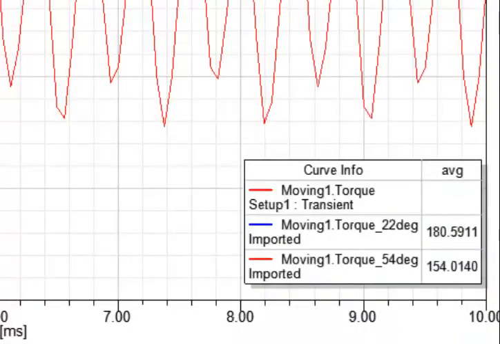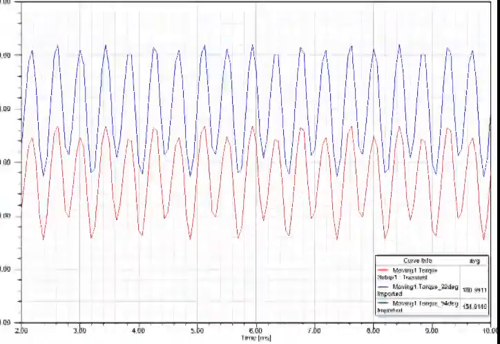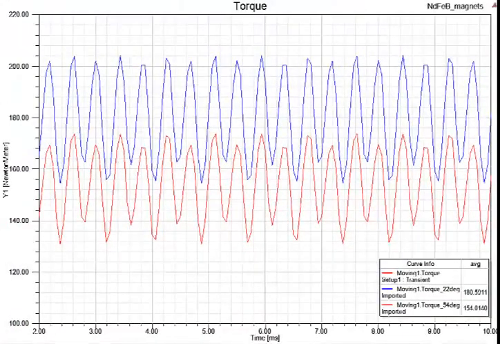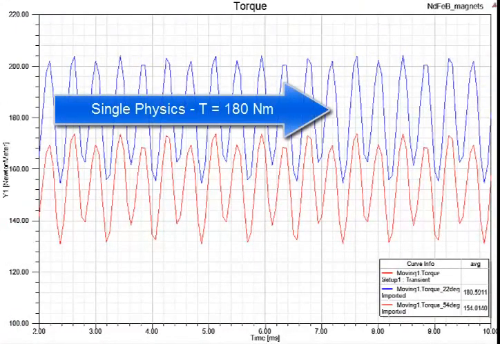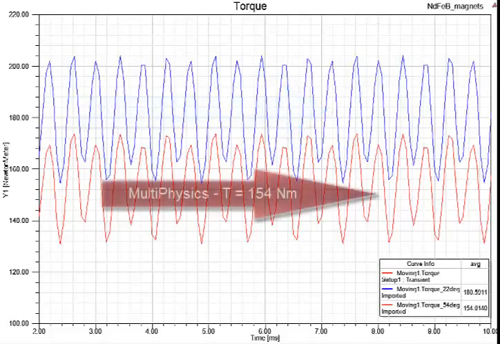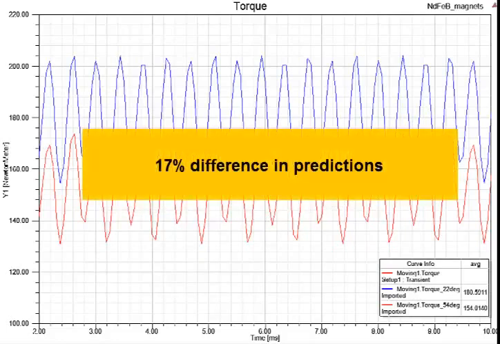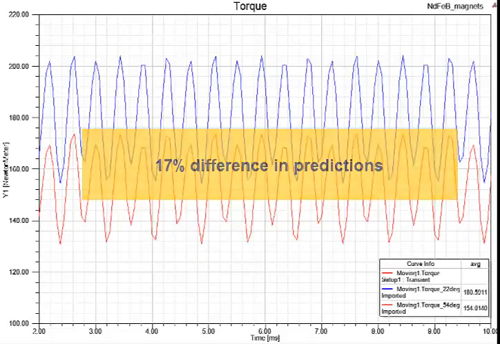And actually, if you compare the two, you see very different results in terms of torque. When we assume a material temperature of 22 degrees, we have a torque of 180 Newton meters, while when we do the multiphysics simulation, the actual metal temperature is 54 degrees, where the torque drops to 154 Newton meters. A clear difference and a clear indication of why a multiphysics simulation is needed.